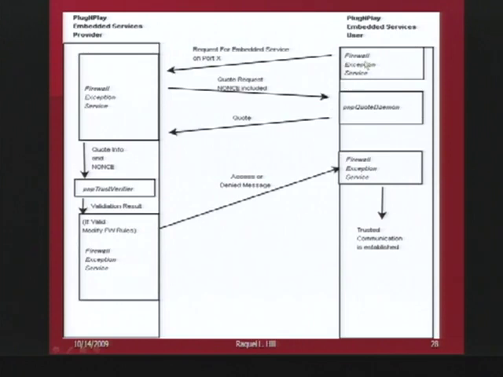So the ATM here requests embedded services on a particular port. This is a well-known port that's available. The firewall exception service means that port is not available, it's closed. And so the firewall exception service on the server is going to say, okay, tell me what you're running. What is your state? Basically, give me a quote.